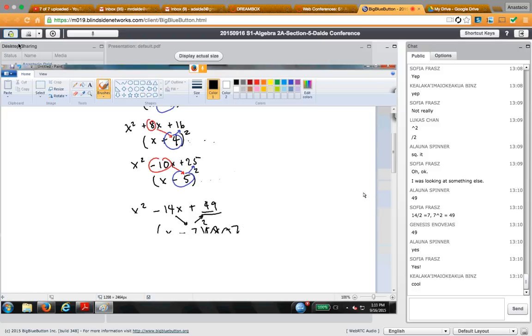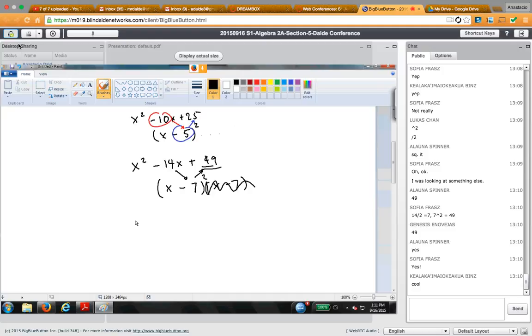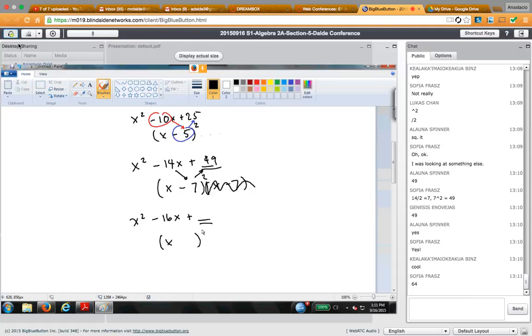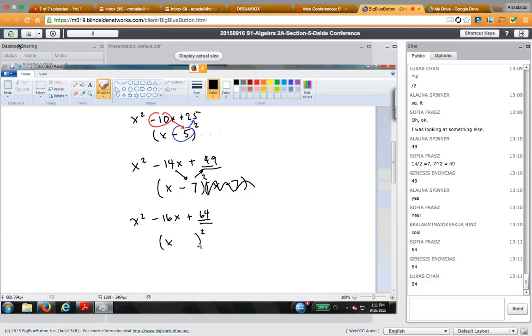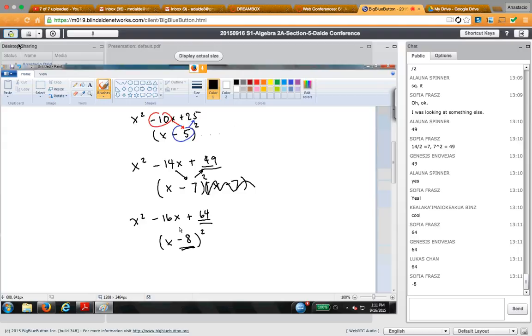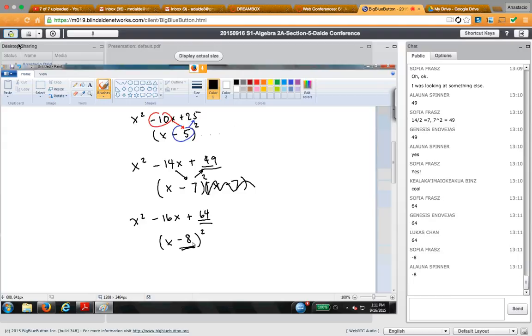Let's try another one. I'll give you a hard one. How's about this? X squared minus, I don't know, let's do 16x. What number should go here? And then I'm going to do this: x squared, 64. What number should go here? Negative 8. Because negative 16 divided by 2 is negative 8. That's what should go there.